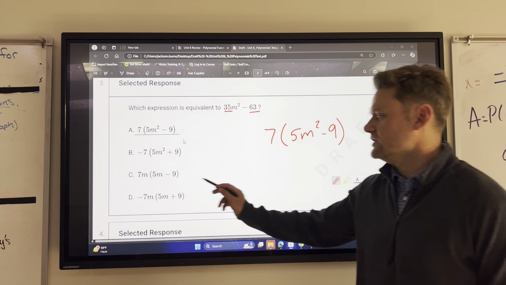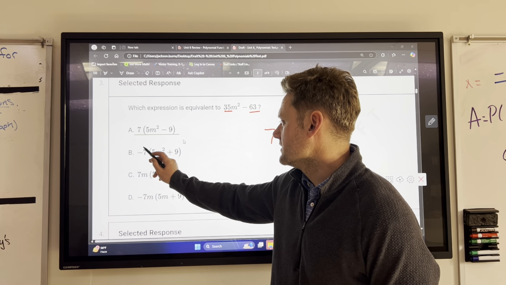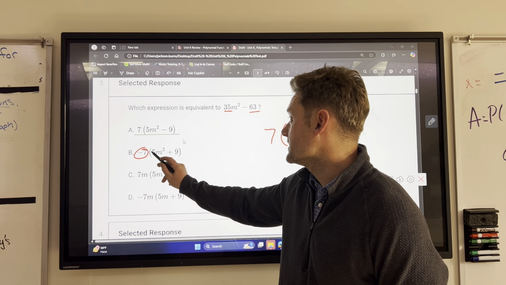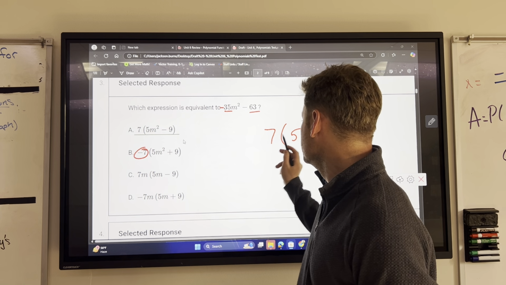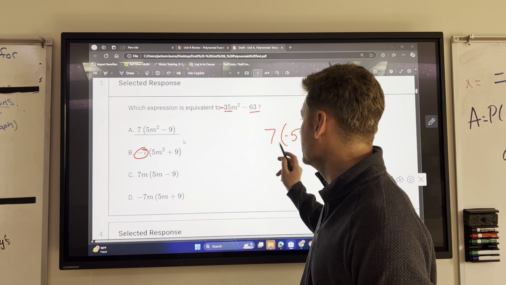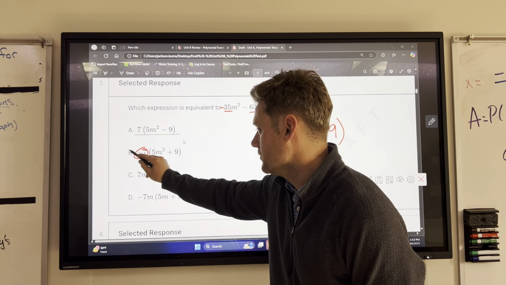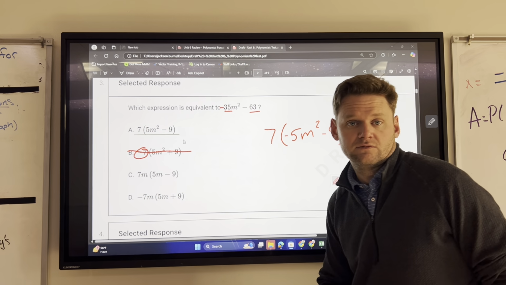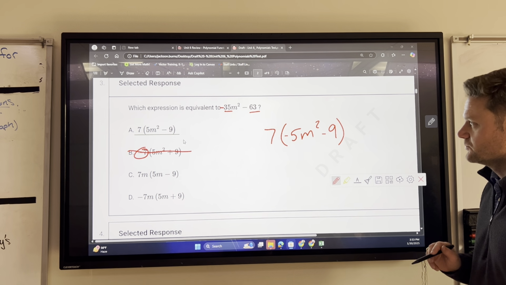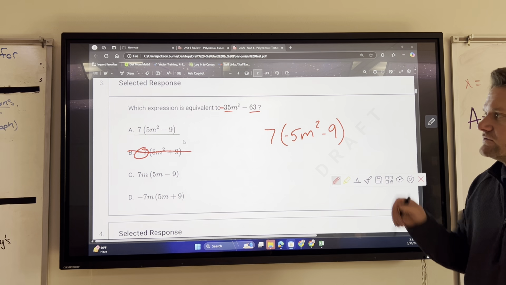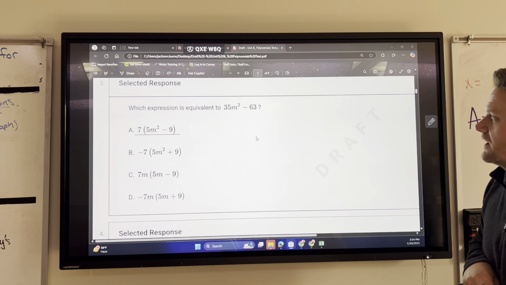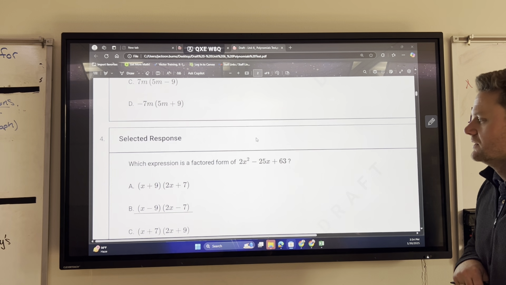Now, the reason B is wrong, somebody might ask, why is B wrong? They took out a negative 7. Well, if you took out a negative 7, you would end up with a negative 5m squared, so that one cannot be it. All right, take out the positive 7. Just factoring by undistributing. All right, we can go to the next one.